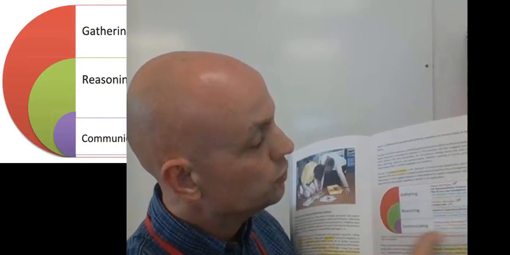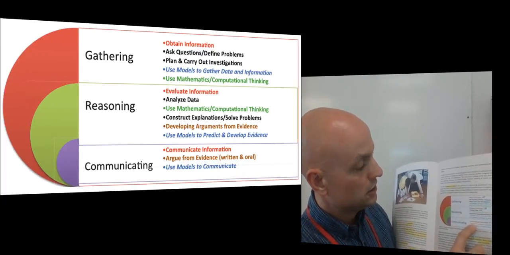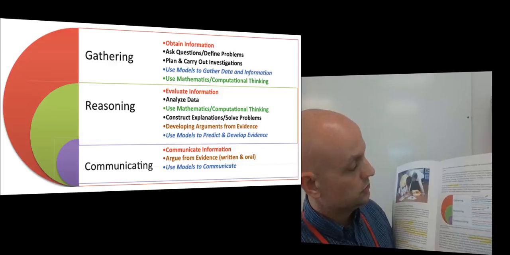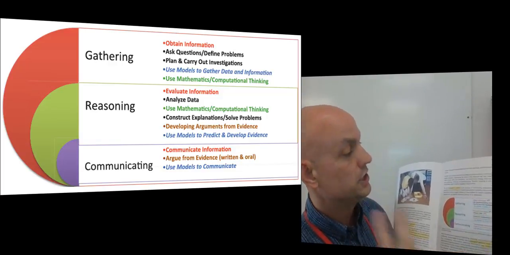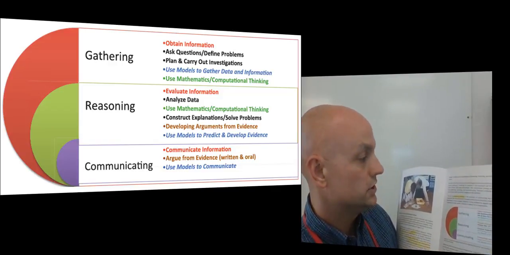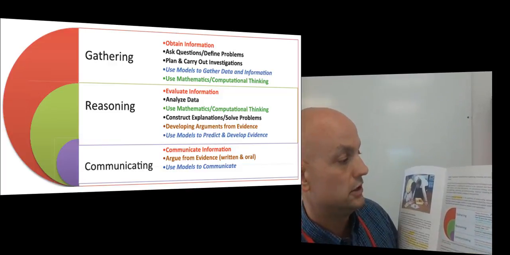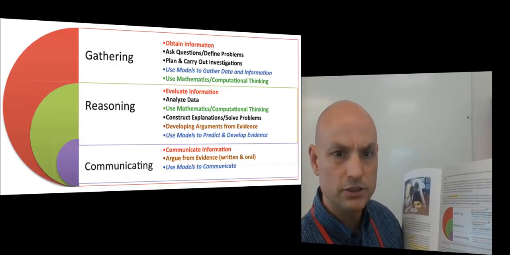So one of the things I really liked was when they talked about the science practices, they went into this gathering, reasoning, communicating idea and grouped them together. So communicating information, argue from evidence, use models to communicate. That would be like the last thing you do. Up at the beginning, you'd obtain information, ask questions, define problems, plan and carry out investigations, use models to gather data and information, use mathematics and computational thinking. So it really made sense to me.